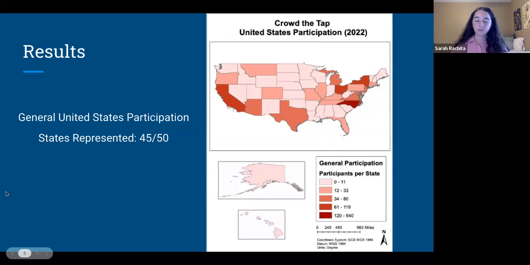Okay, so the results from this. This map, I'll start by apologizing quickly. The maps are a little easier to see on a full screen, but for this presentation, they needed to fit in the slideshow, so I apologize for it being a little grainy. But this is just our general participation throughout the United States.